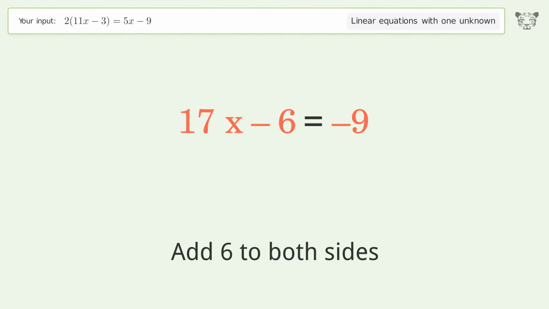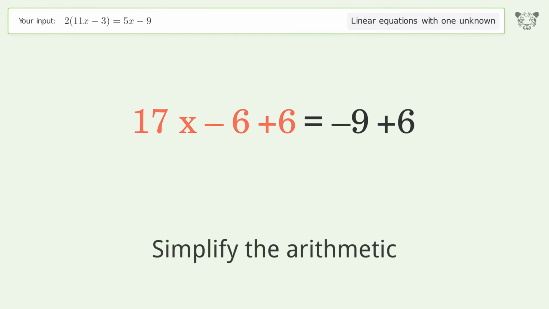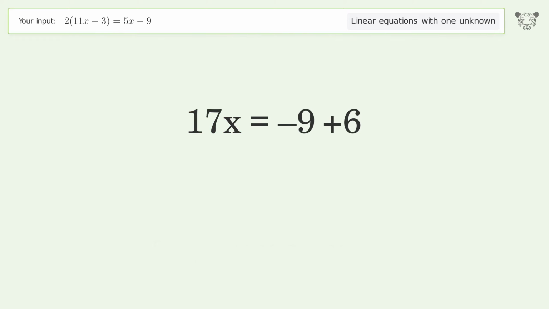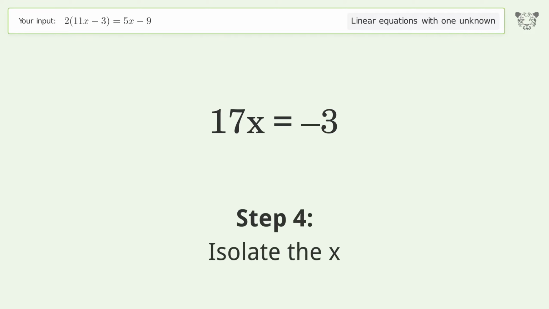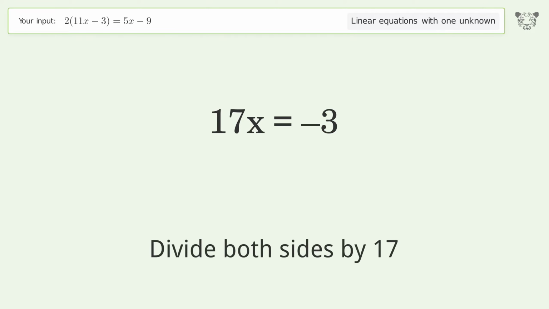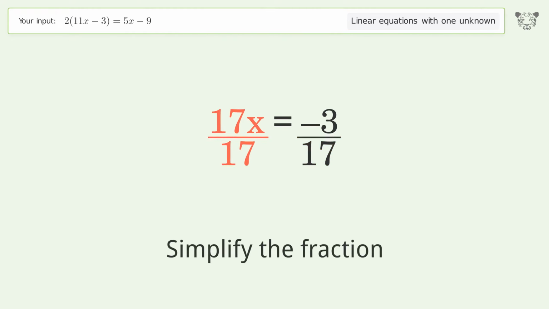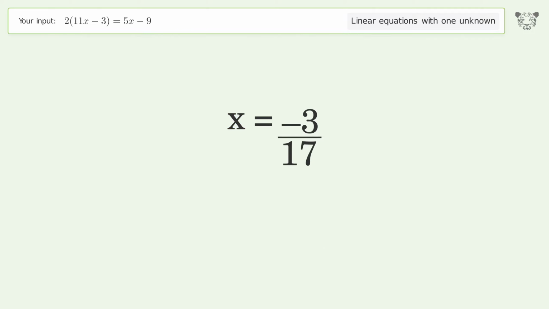Add 6 to both sides. Simplify the arithmetic. Isolate the x. Divide both sides by 17. Simplify the fraction. And so the final result is x equals -3/17.